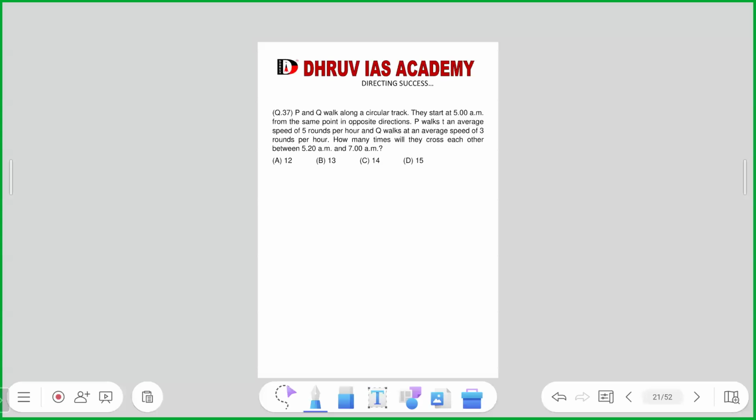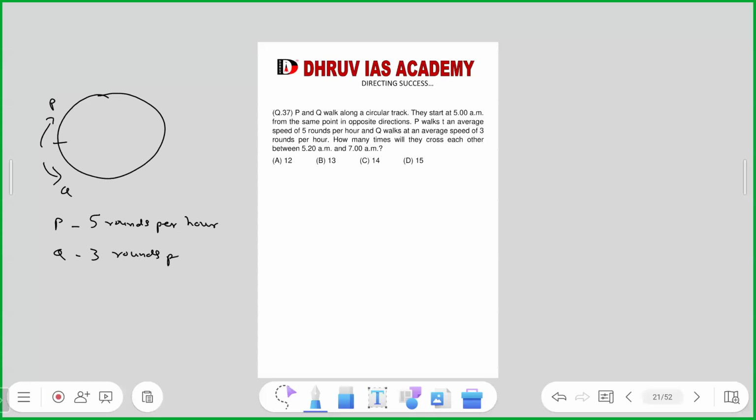Now see, there is some circular track here. Suppose they start from this point. So P is walking in this direction, Q is walking in this direction, so that they are walking in opposite directions. So their relative speed is the addition of their speeds. See, P's speed is 5 rounds per hour, and then Q is 3 rounds per hour. Okay. So relative speed, that is P plus Q, is 8 rounds per hour.